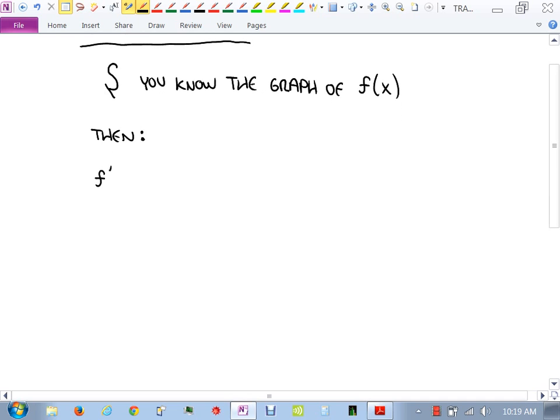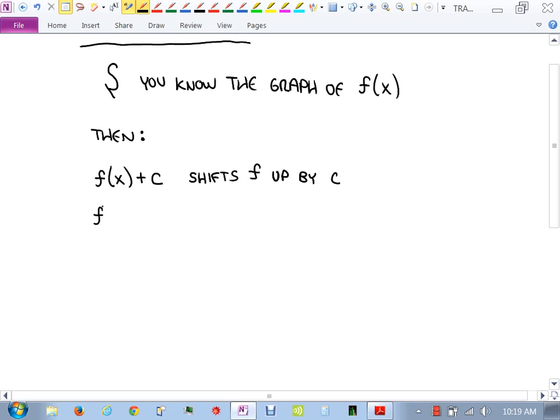f of x plus some number, c, shifts f up by c. So that means you know what this function f looked like. If you add a number to it, all it's going to do is take that graph and move the whole graph up by that much.